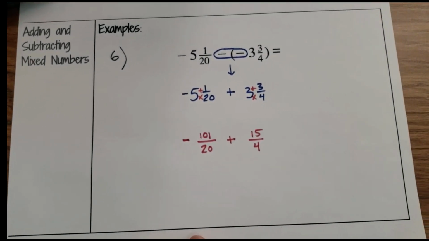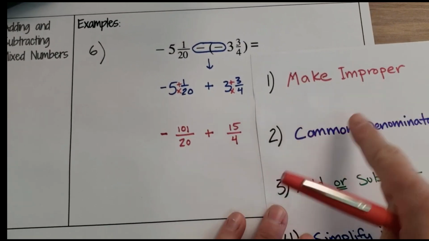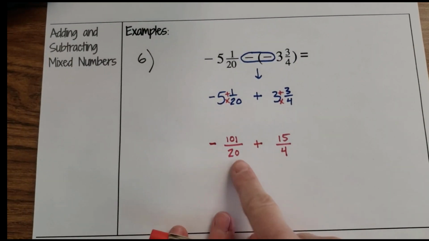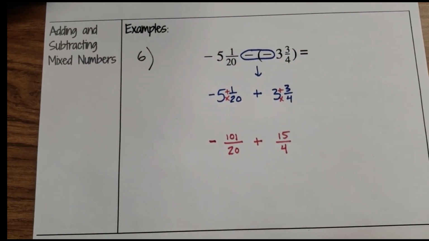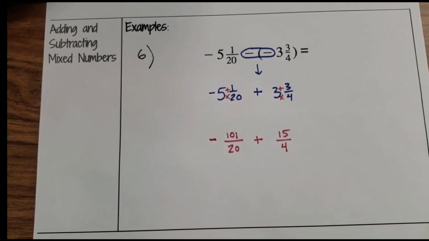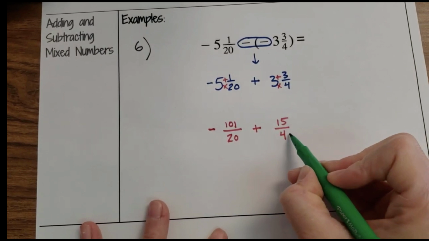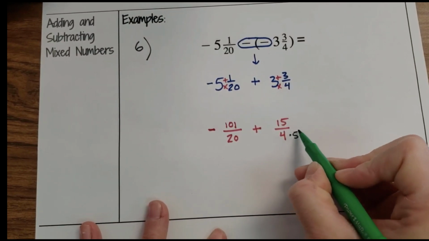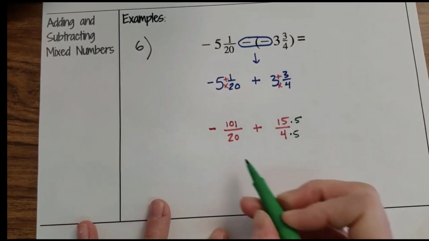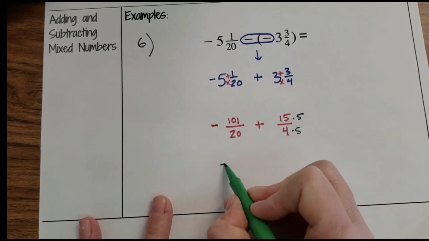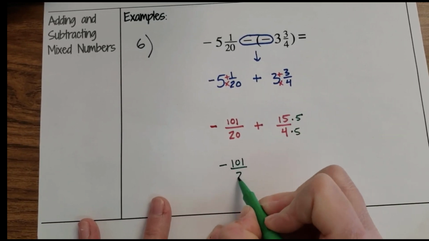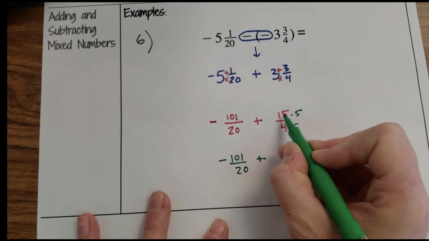All right, now that we've got improper fractions, we can find a common denominator, 20 and 4. What's the least common multiple of 20 and 4? Yep, you got it. We're going to change them both to 20ths. That already is 20ths. I need to make 4 into a 20. Multiply by 5, same thing to the top. All right, let's rewrite this. I got negative 101 20ths plus 15 times 5.